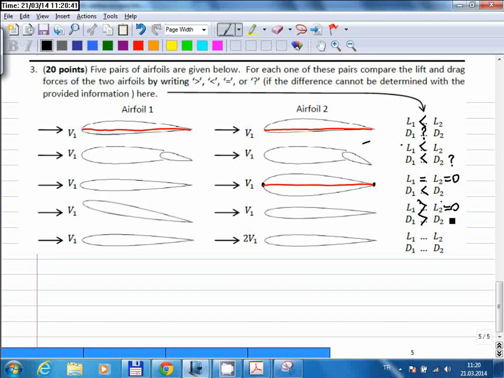But again, if you can put a question mark there as well, because I really didn't stress the drag force too much in this course. We always talked about the lift force.